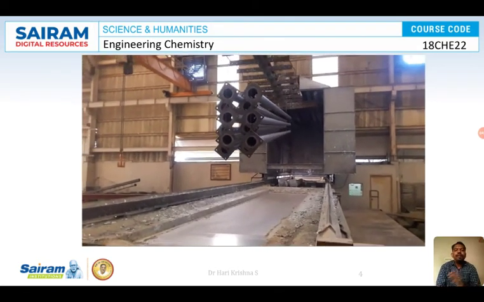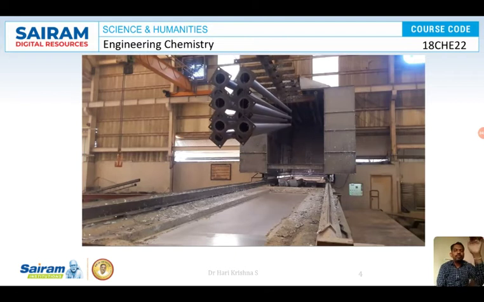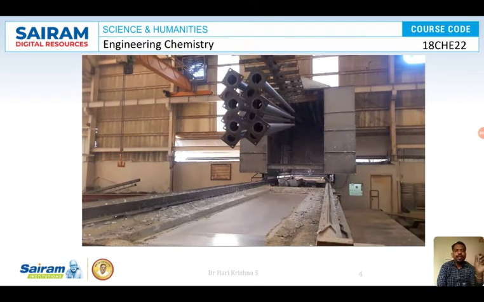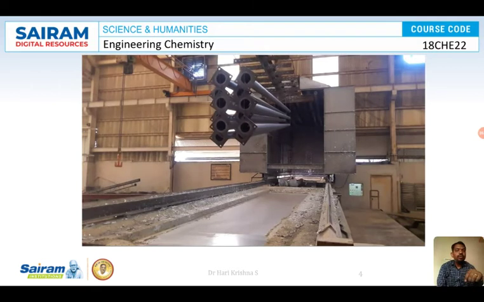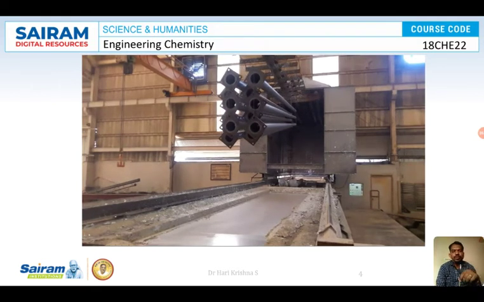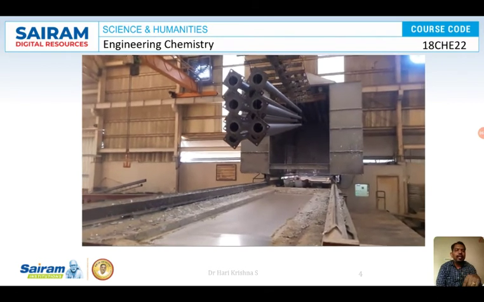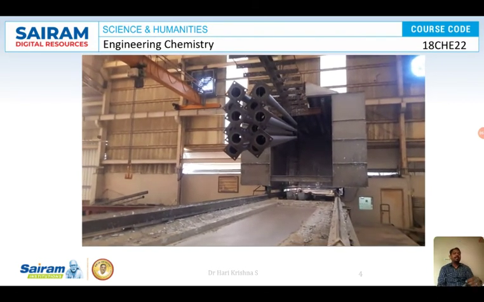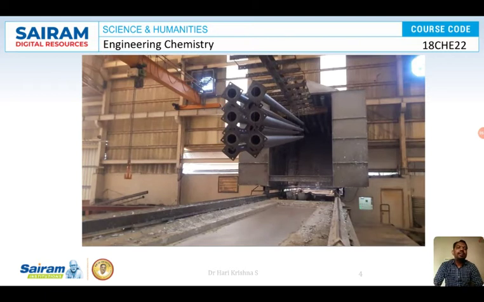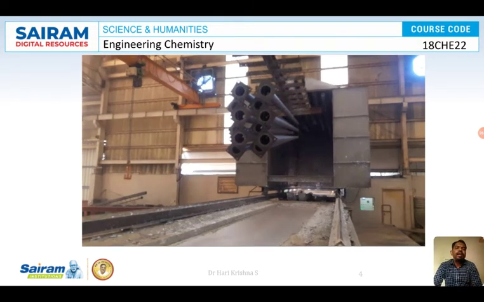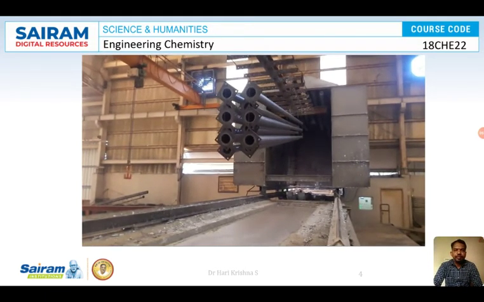Not only in railway stations, you can see it on our flyovers. When you go on flyovers, you'll have lights, right? So those are also poles which give you street lights like this. So these poles are also made up of iron but coated with zinc, galvanized iron poles. So let us have a look how these poles are galvanized industrially.